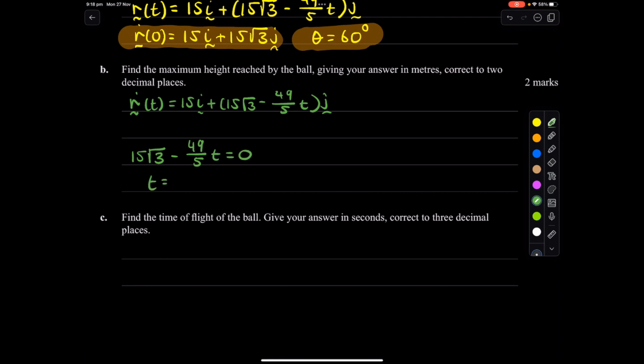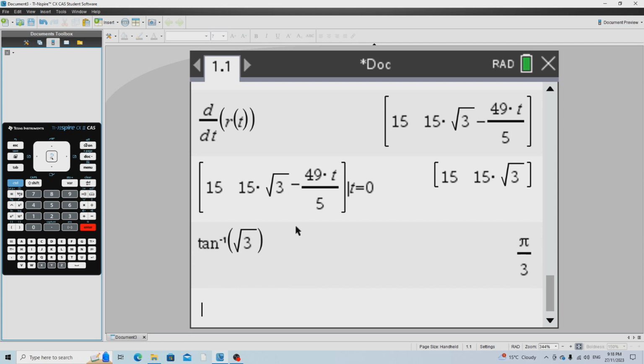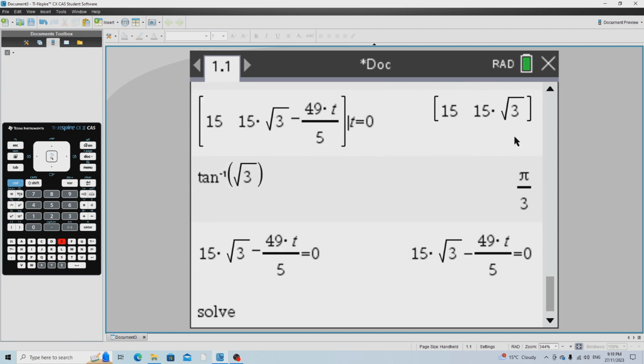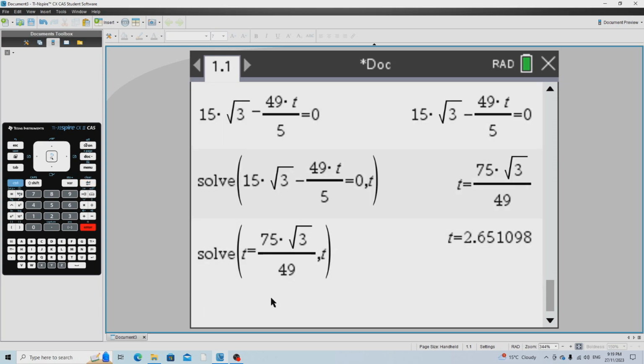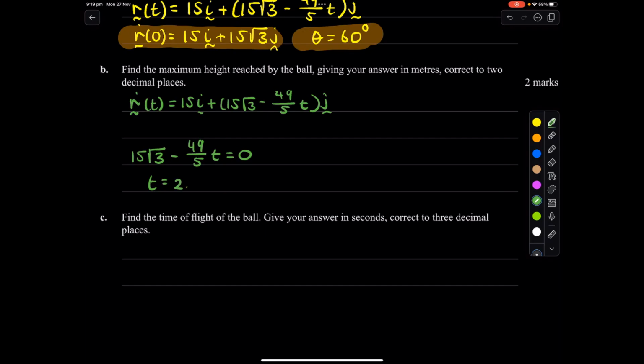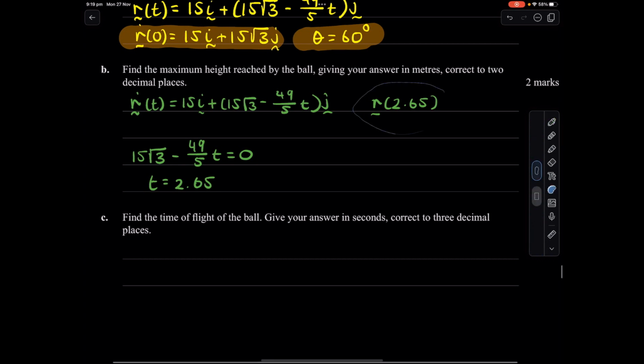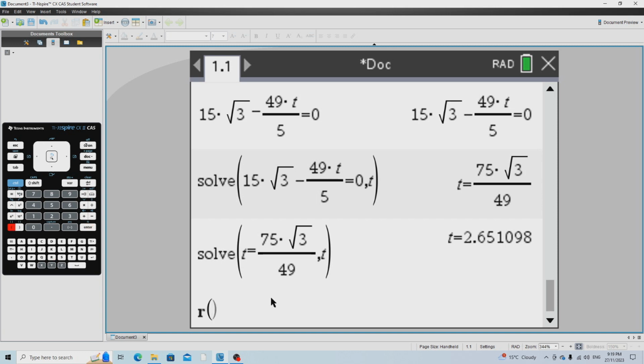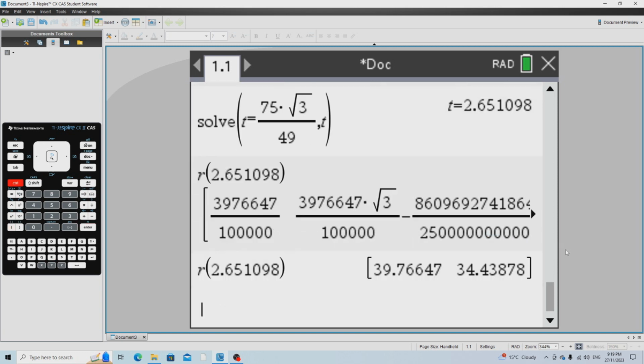So we get t is equal to what? I'm going to do this quickly in my CAS. I know that this over here equals 0, and I want to solve for t. And we get t equals 2.65. And now going back to our position, r of t, and putting 2.65 in here, control enter, and we get these numbers.